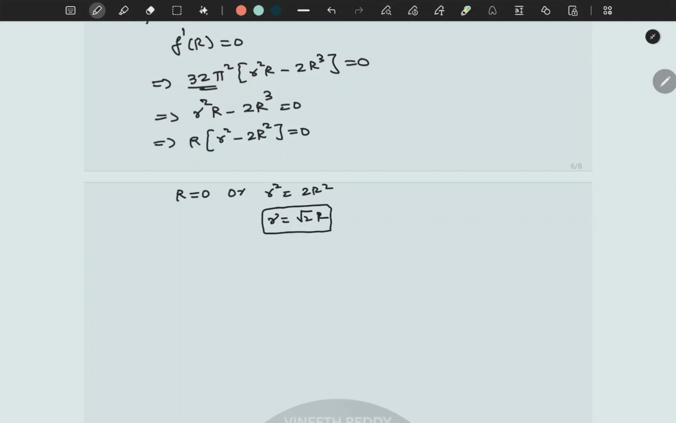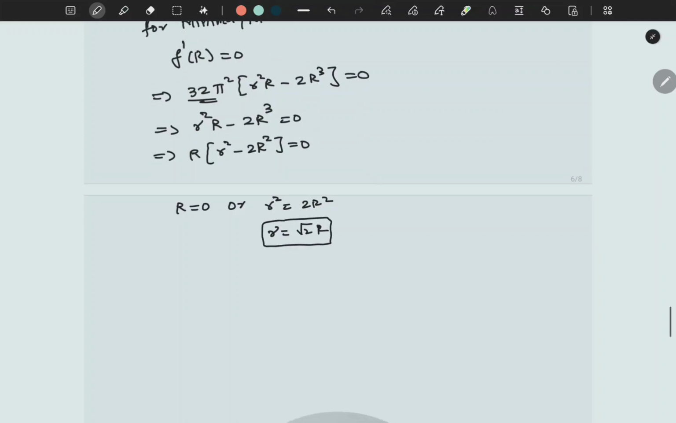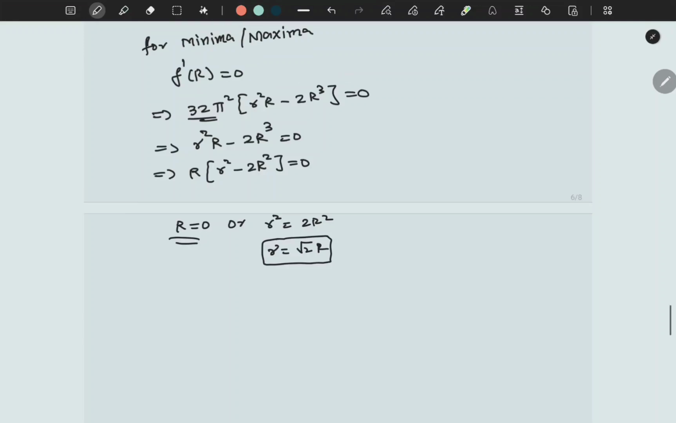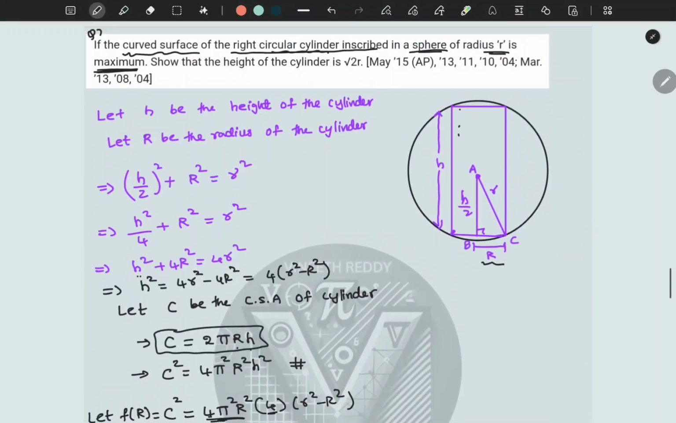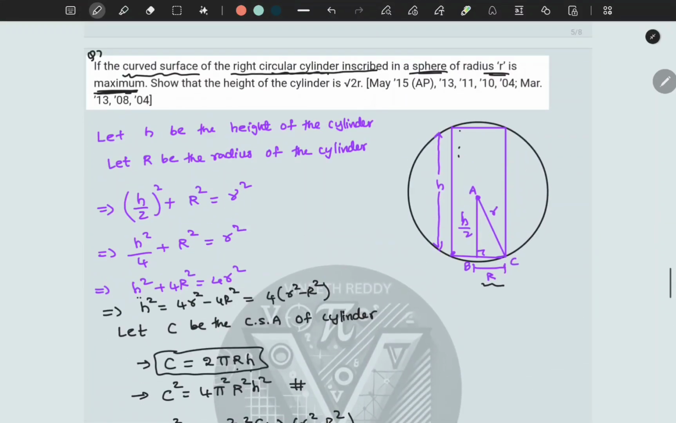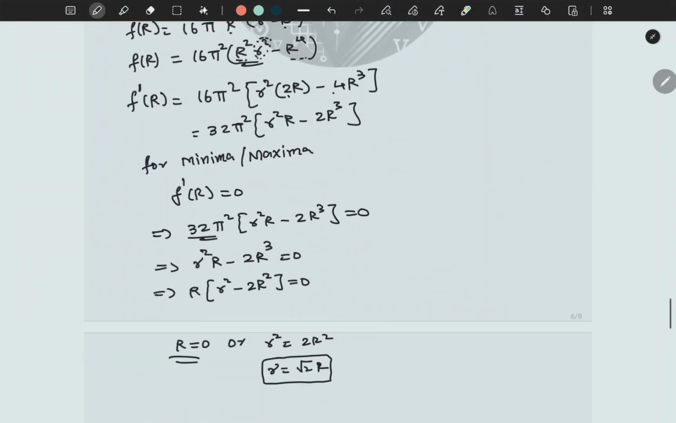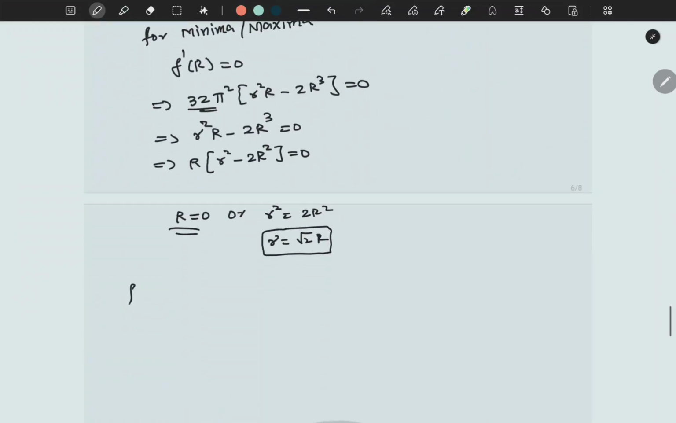Strictly speaking, we should write plus or minus, but radius cannot be negative, so we are writing root 2r only. Now, is this case possible? When r is 0, think about it, there is no cylinder, no? If there is no cylinder, how can we get maximum curved surface area of cylinder? So this should not be possible. Anyways, we will go with the procedure.